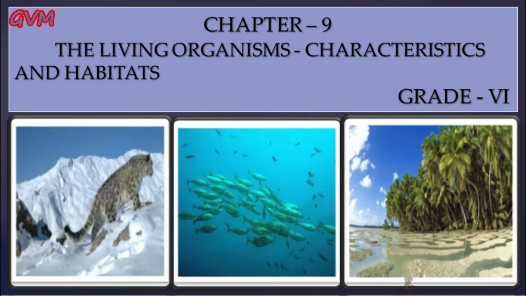This is your science teacher here, and this time I am here with a new chapter of NCERT grade 6, that is Living Organisms: Characteristics and Habitat. Students, in this chapter we are going to learn and discuss the living organisms, their characteristics, environment components, different types of habitats and their adaptation. That is to say, how animals adapt themselves according to their environmental conditions.